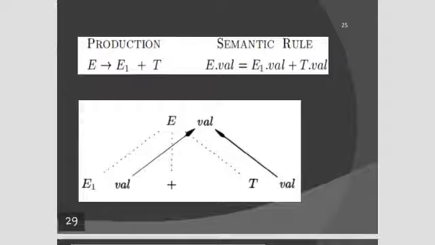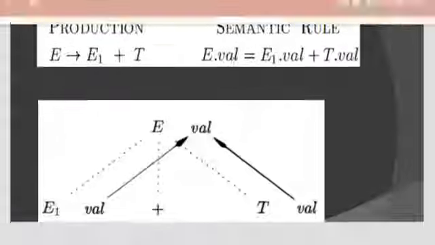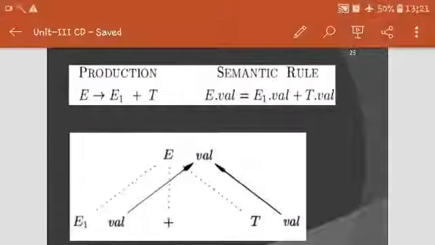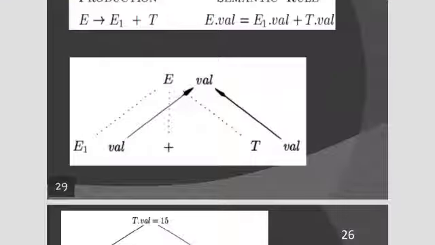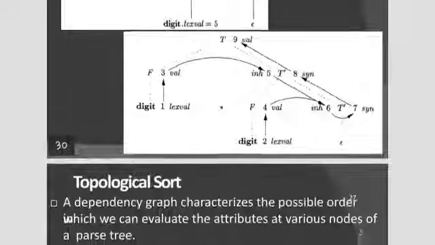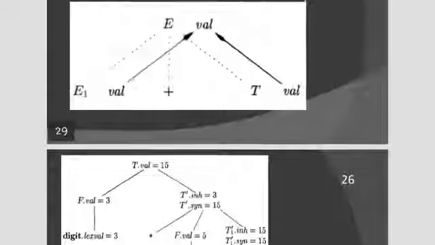Production E produces E1 plus T. So how are we going to evaluate it? E1 plus T. The dotted line shows E1 plus T. And what the solid line states is that E1.value plus T.value, the addition, is stored in E. Okay. Thus in this way we describe the things related to the dependency graph.